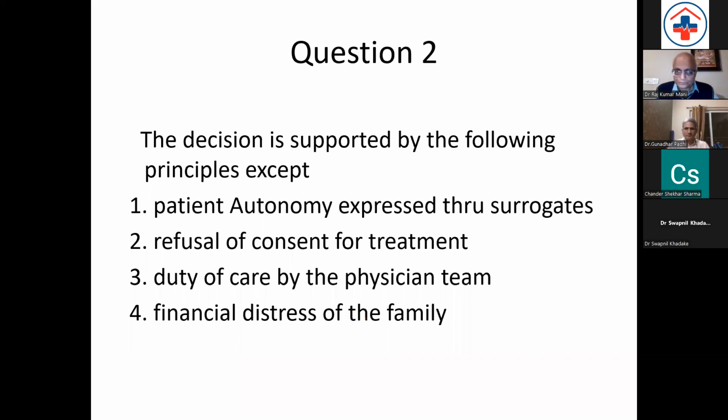Question 2 to all of you. Are you ready? The decision is supported by the following principles except. Now there are 4 options, you choose one. Which one of the principles that we are using for an end-of-life decision? Patient autonomy expressed through surrogates, refusal of consent for treatment, duty of care by the physician team, financial distress of the family.